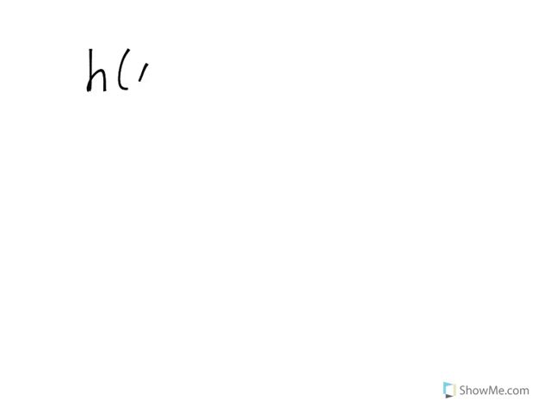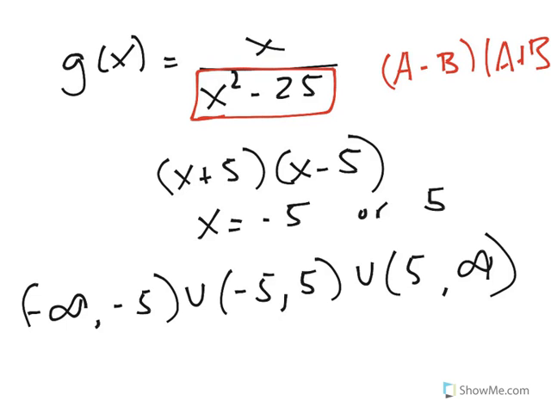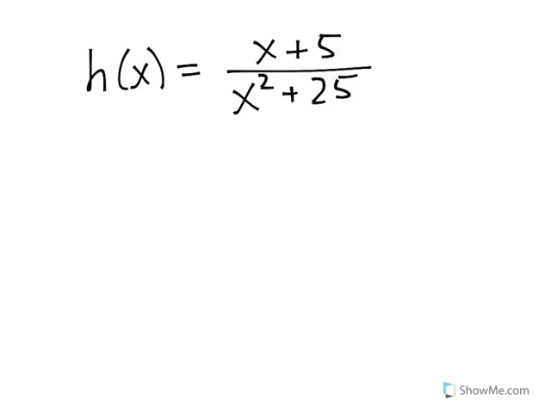h of x is equal to x plus 5 all over x squared plus 25. Now, looking at this problem, we cannot apply the difference of squares here because this is x squared plus 25, as opposed to the last problem that we had, which was x squared minus 25. So that's why we could apply the difference of squares.